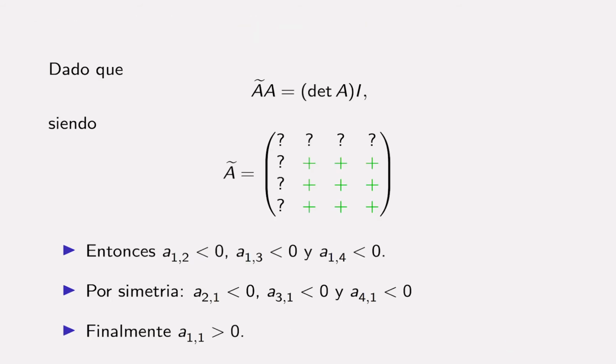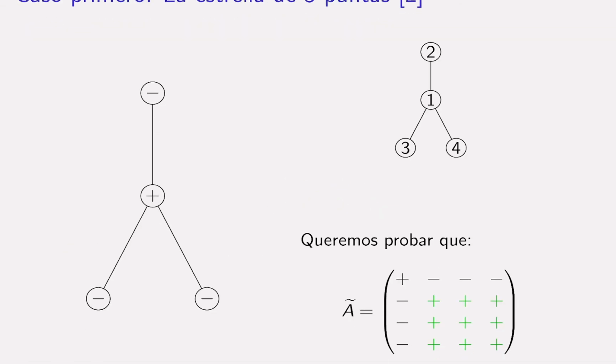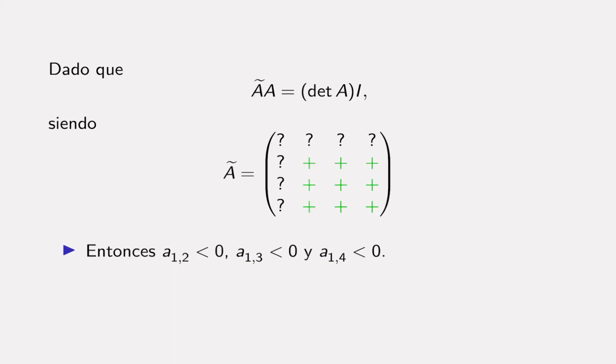So this is the proof, right? So A tilde has the right sign. You can see we are expecting to have that: plus, minus, minus, minus, minus, minus, and the rest of the elements plus, and that's what happened. The basic idea is that this part comes from the graph, and this information comes from the fact that the product is the identity.